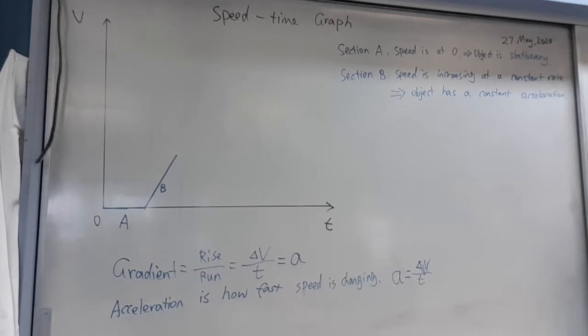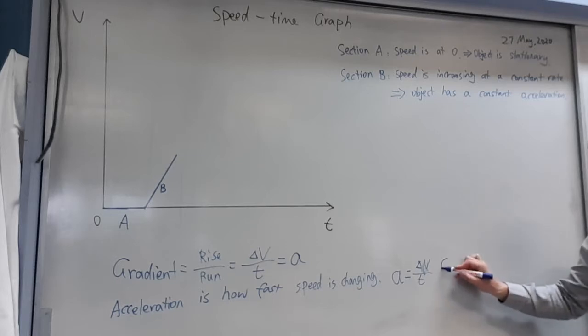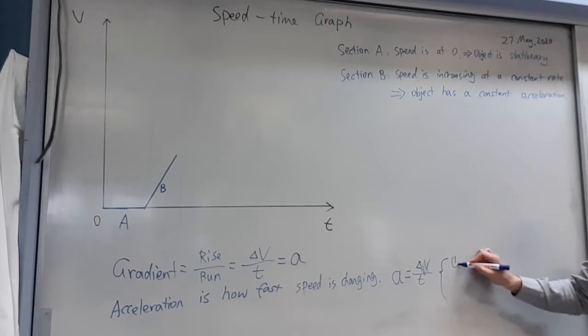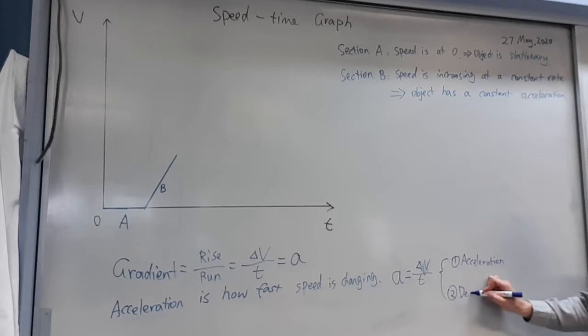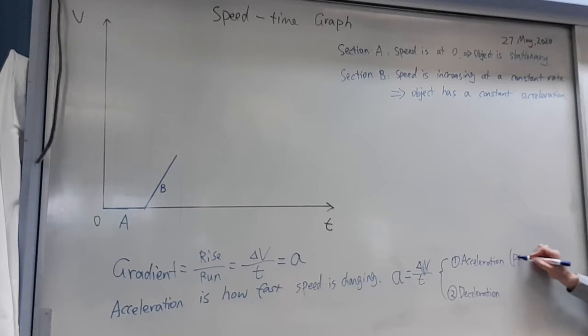Let's think of this situation. I'll use some numbers as an example. Say this: for acceleration, we have two types. One is called acceleration, and the other one is called deceleration. Acceleration is positive, deceleration is negative. Now I'll use some examples.